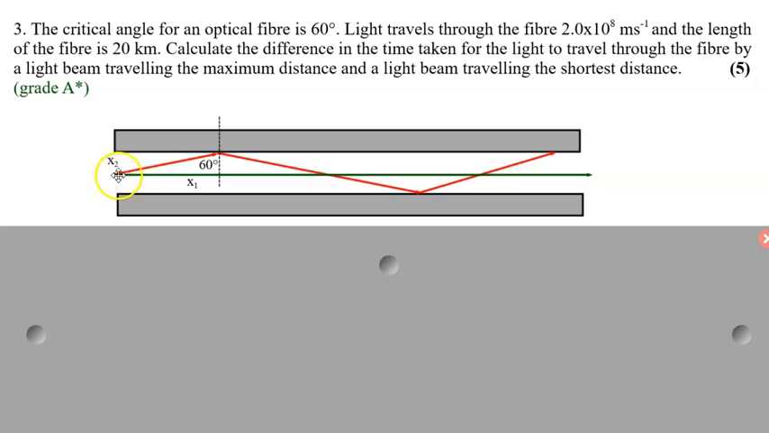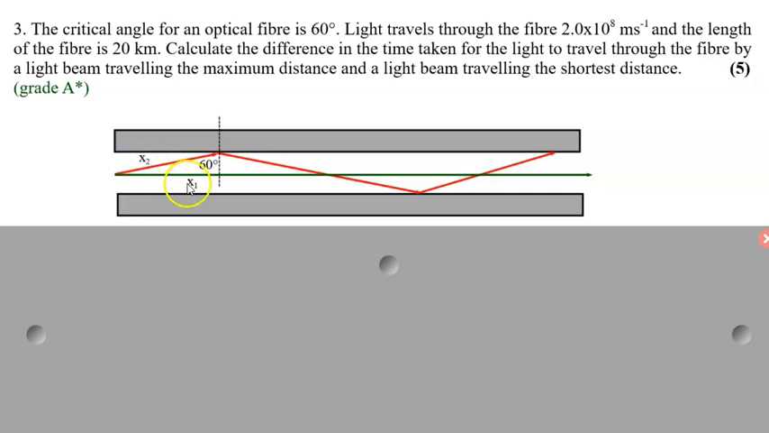The longest route is going to be where we get an angle of 60 degrees. So if the critical angle is 60, then just at that point we will get beams of light undergoing TIR. And we're going to call this path x2. And these are going to travel the furthest distance. So this is the maximum distance because there's lots of reflection all the way down, and we're trying to find out the difference between those two paths. So we need some kind of relationship between x1 and x2.